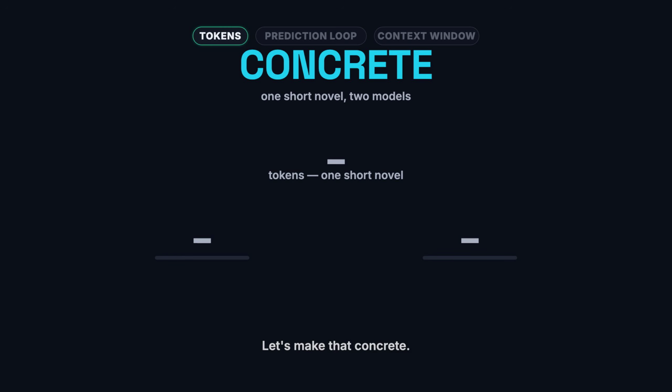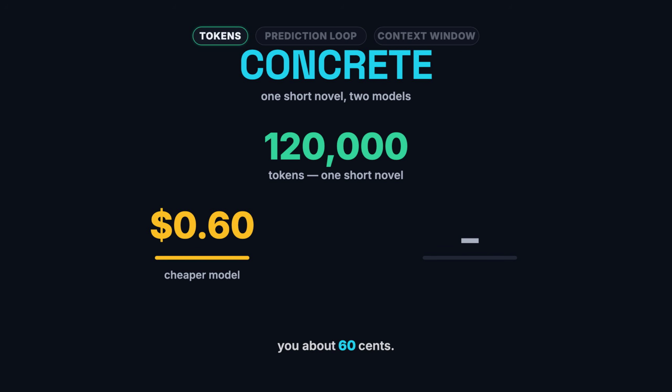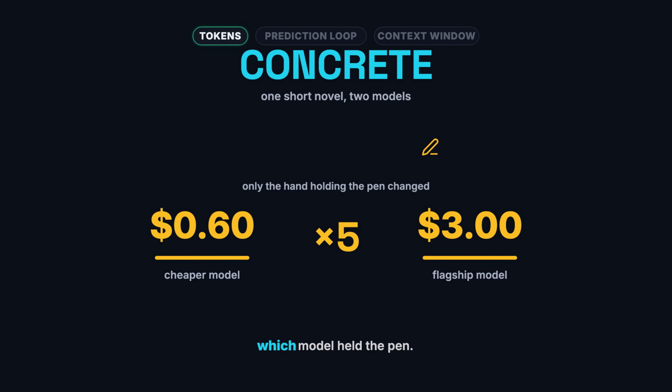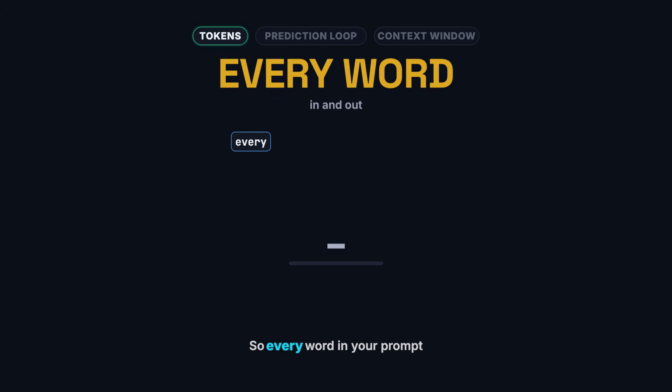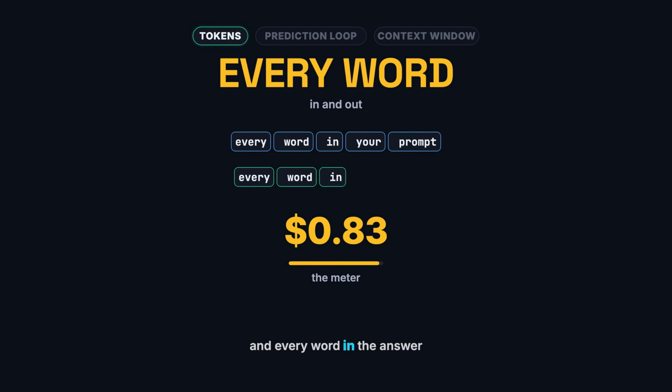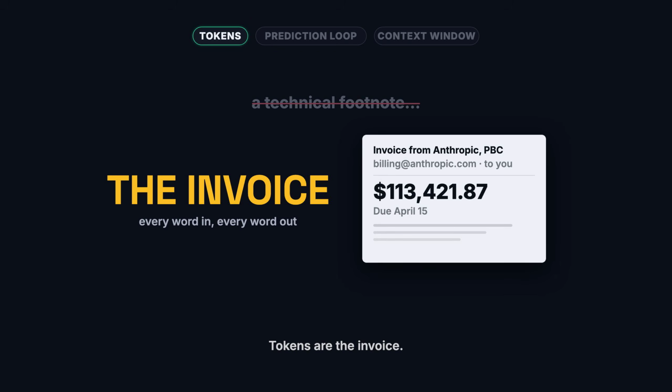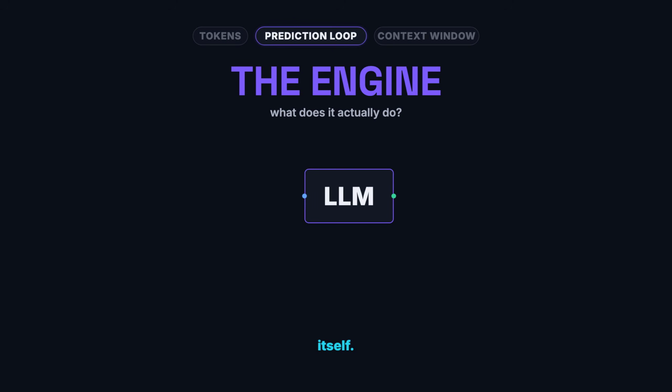Let's make that concrete. Imagine you have a model write a short novel, call it 120,000 tokens. On the cheaper model, that costs you about 60 cents. On the flagship, about $3. Same novel, 5 times the bill. The only thing that changed was which model held the pen. So every word in your prompt and every word in the answer ticks a meter. Tokens aren't a technical footnote. Tokens are the invoice.